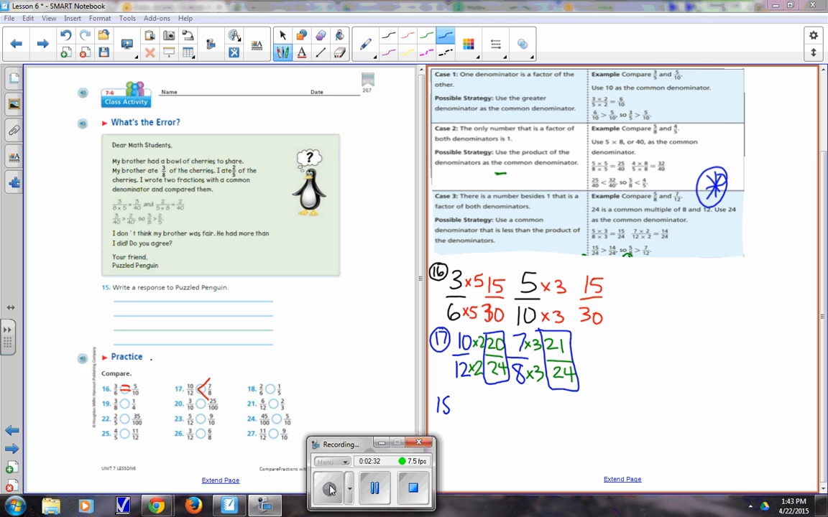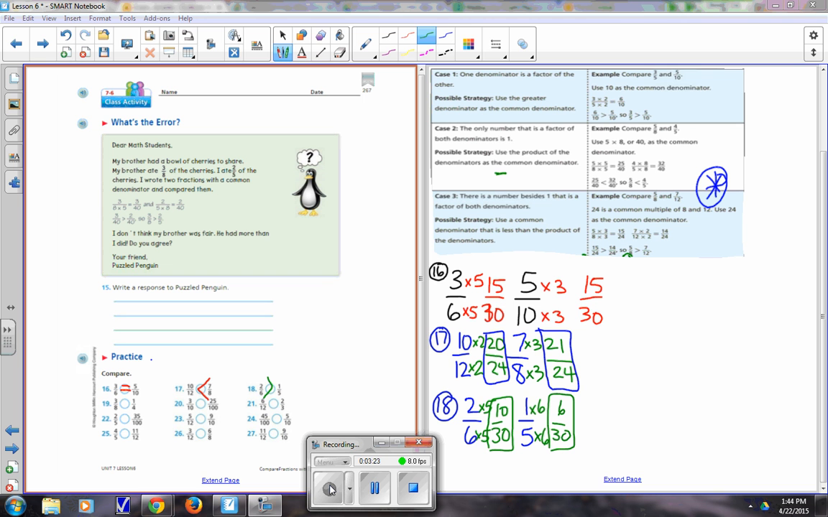Number 18 is 2/6 and 1/5. Now, this is one of those ones that it's really scenario number, case number 3. For 16 and 17, I said the wrong thing. 16 and 17, we did case number 3. For number 18, we're looking at case number 2. The only number that is a factor of both of these denominators is 1. So we're going to multiply it by the other one, by each other. So you have 10 thirtieths and 6 thirtieths. So now I'm looking at this fraction, and I'm looking at this fraction, and 2/6 is greater than 1/5.